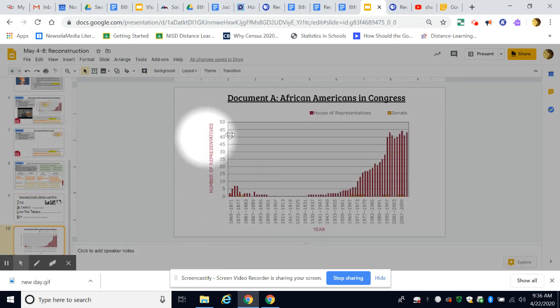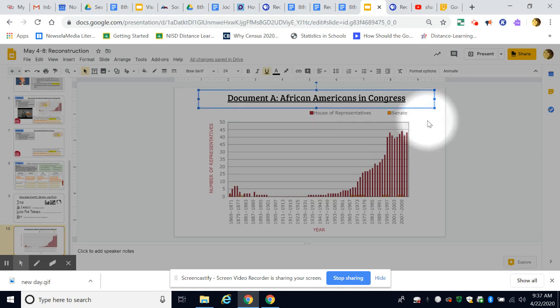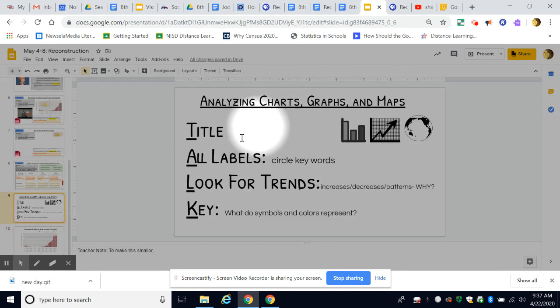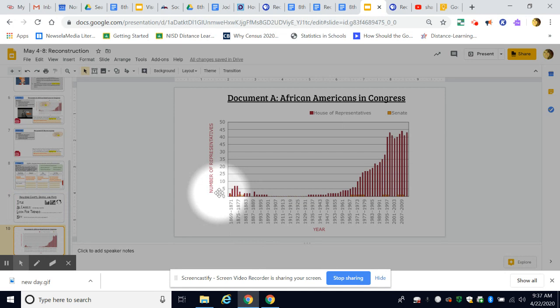So I'm going to blow this chart up a little bit more for you guys. The title is African Americans in Congress. Congress being the legislative branch, right, that makes the laws in our government. So the next part of the strategy is to look at all labels and to circle keywords. Looking at our labels, we could look at the x-axis to the side first, and these are the different years.